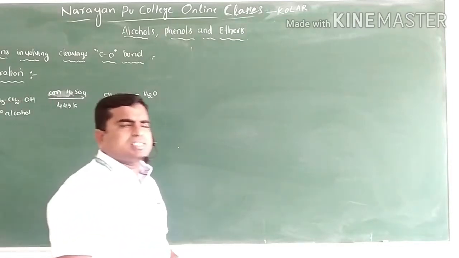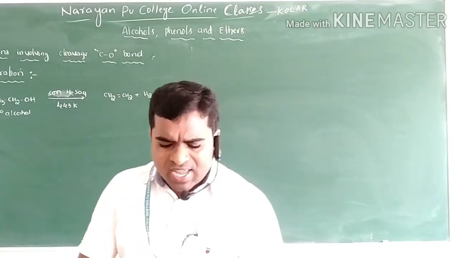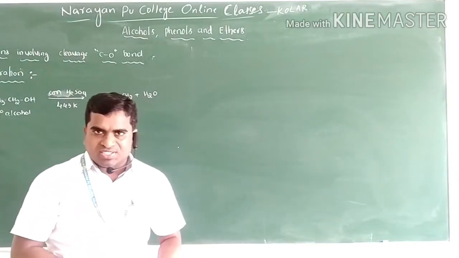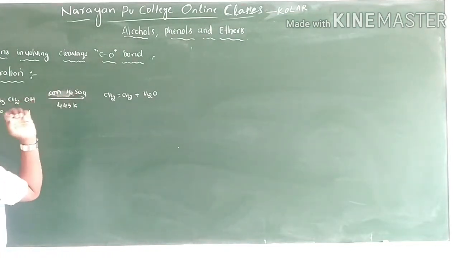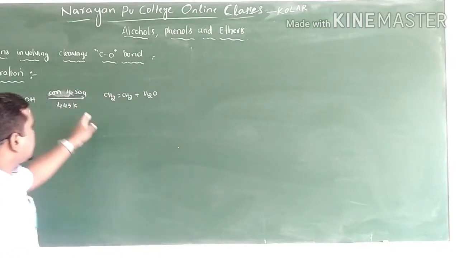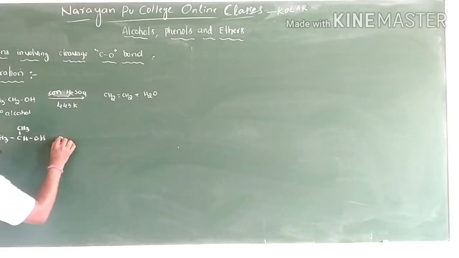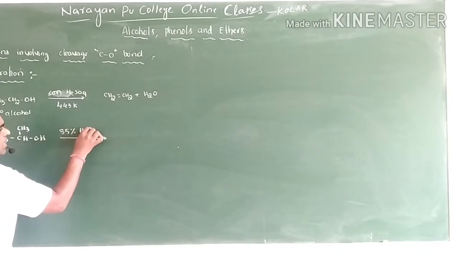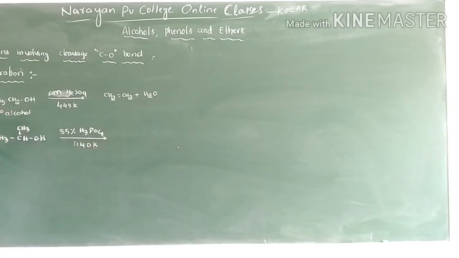But secondary and tertiary alcohols are involved in dehydration reactions under very mild conditions. We need not maintain very drastic conditions like the very strong dehydrating agent and high temperature used here. For secondary and tertiary alcohols under mild conditions, you can take 85% H3PO4 and maintain the temperature at 440 Kelvin.